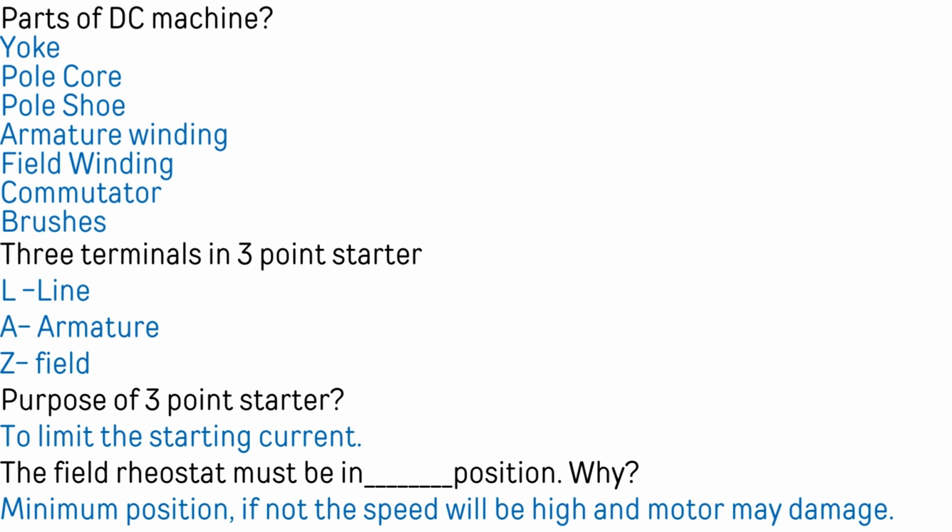What is the purpose of 3-point starter? The purpose of 3-point starter is to limit the starting current. The field rheostat must be in which position? Why? The field rheostat must be in minimum position. If not, the speed will be high and the motor may be damaged. Due to this, the field flux is controlled.